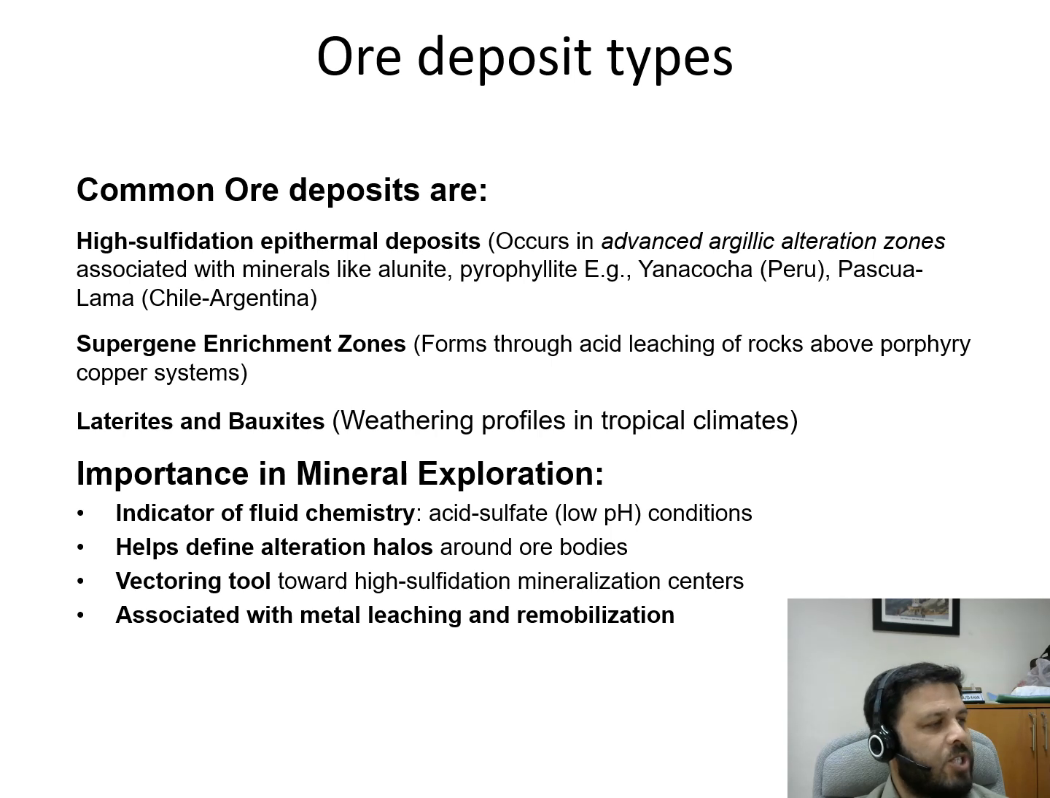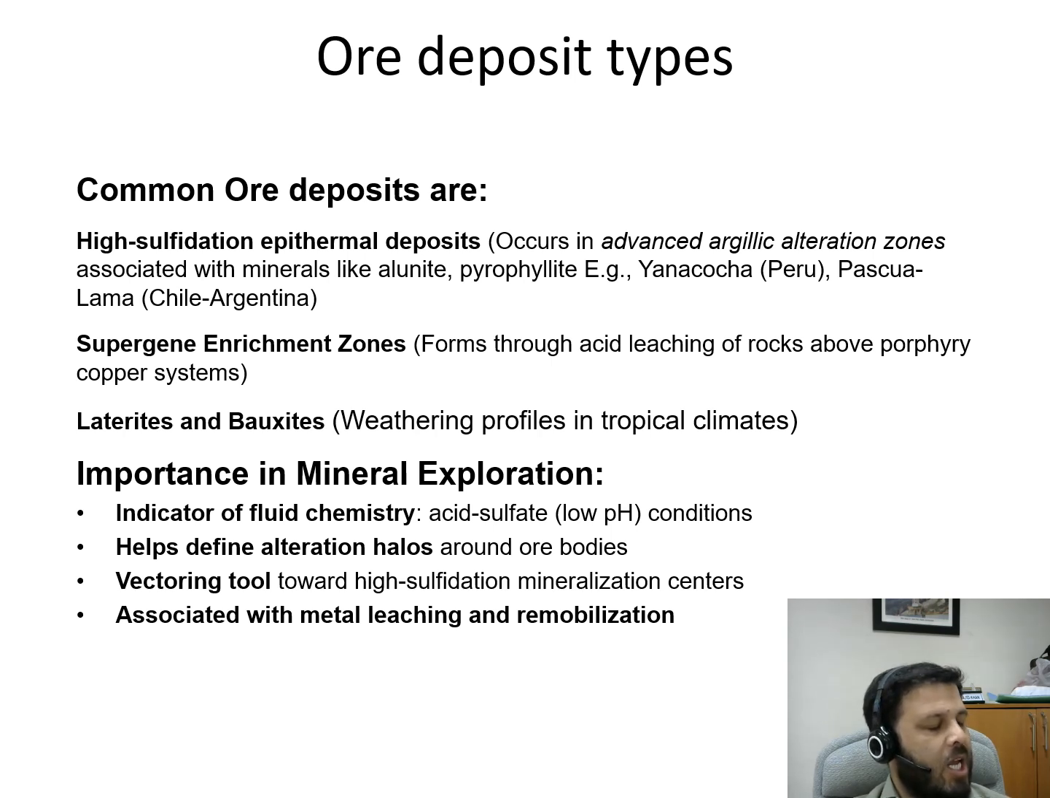In the supergene environment, it forms through the acid leaching of the rocks above porphyry copper systems. The most common acid-leached elements are potassium and sodium. In sedimentary environments, it forms laterites and bauxites in the weathering profiles.